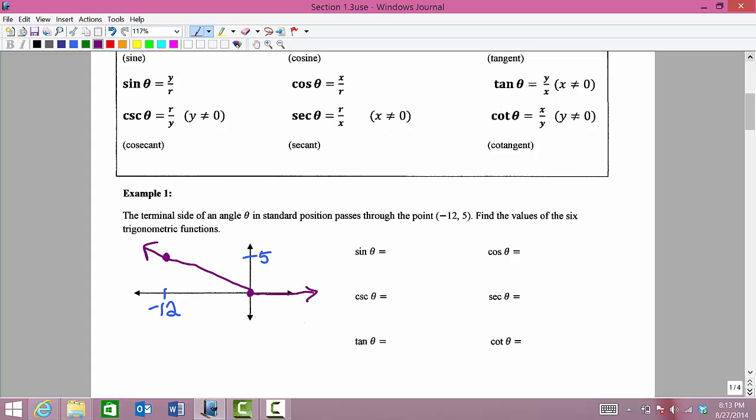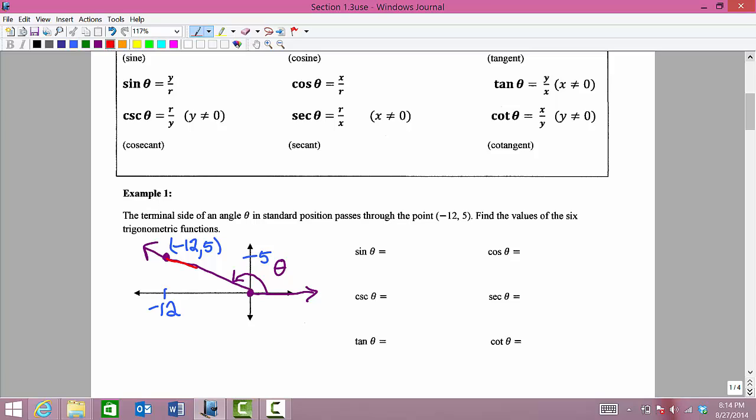So there's our angle in standard position. This would be our angle theta. Now in order to find our 6 trig functions, we need to know what x is, we need to know what y is, and we need to know what r is. We already know that x is -12 and y is 5. Now we need to find r.